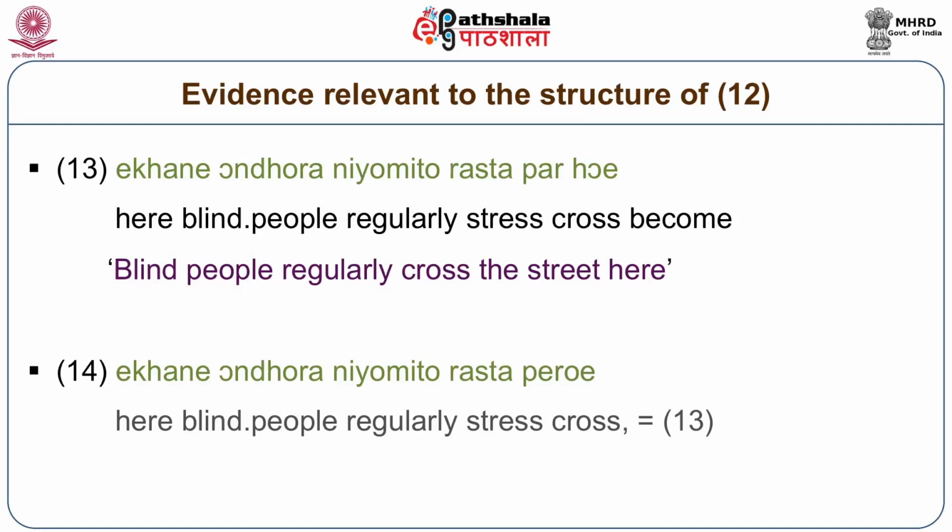We are forced to conclude that the simple transitive verb perono, to cross, has a complex predicate variant par hoa, cross become, which comes out as to cross, and that the causative par korano is based on it. These are lexical matters, and there is no neat syntactic generalization that applies to the lexical material.